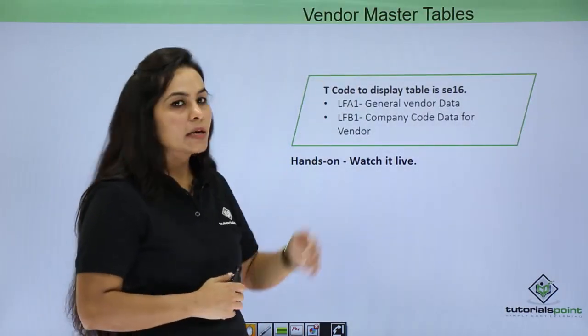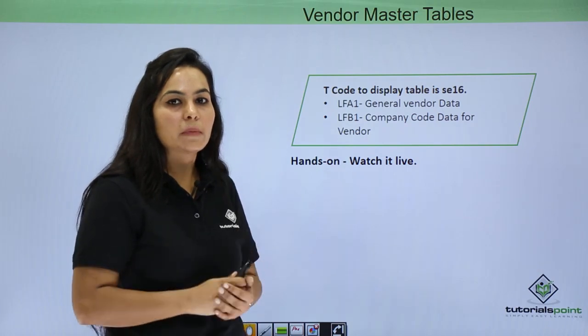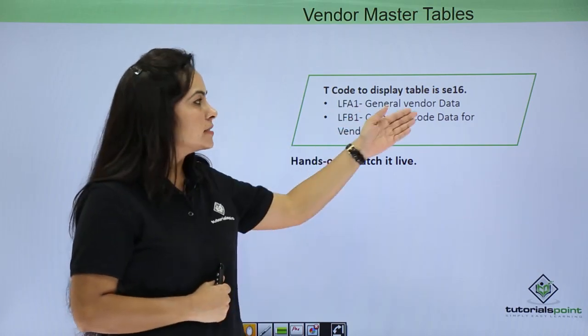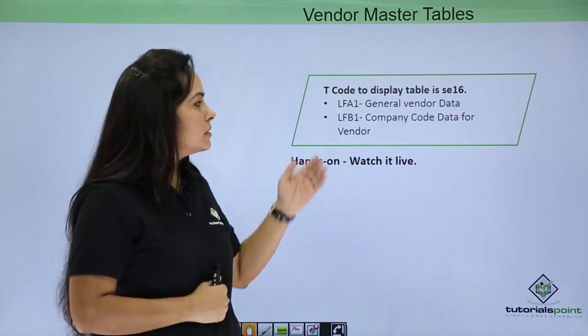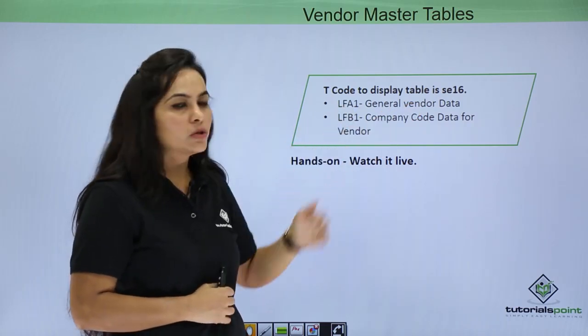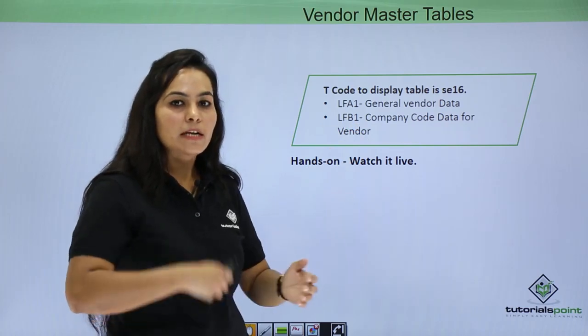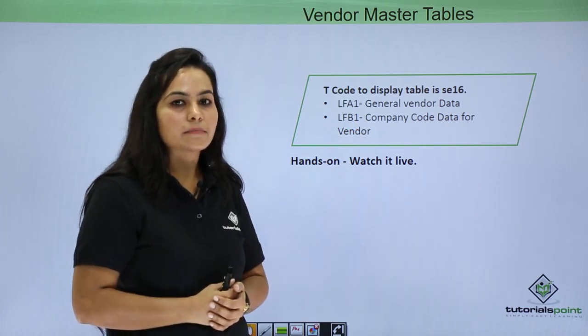Then next is the vendor master tables. Suppose you want to display the list of vendors, that can be displayed at table level by going to transaction SE16, and the tables that are available are LFA1 for general vendor data, LFB1 for company code data. So let's do all these functions practically.